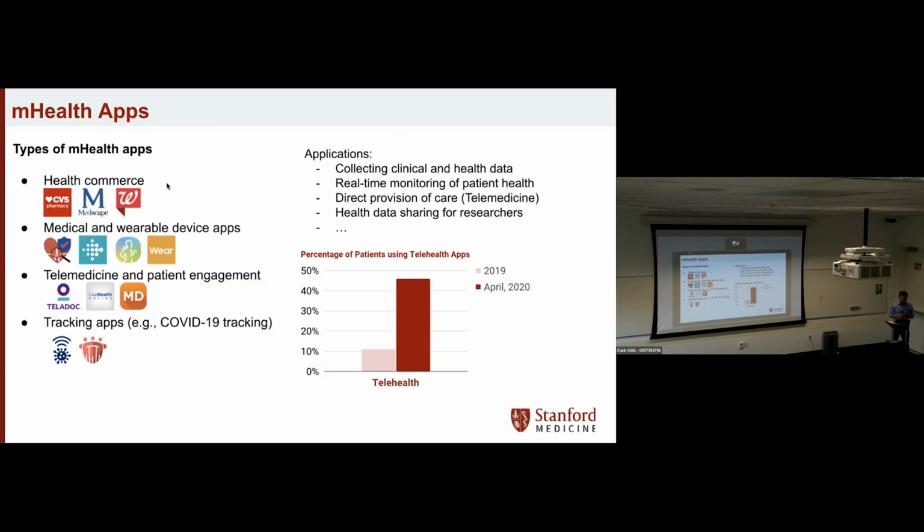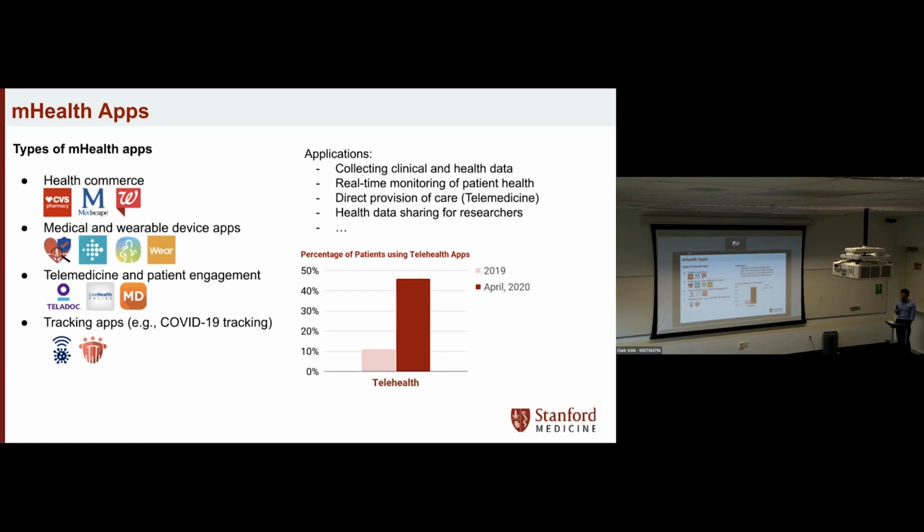So we have different types of mHealth apps. The first one is health commerce apps. These are pharmacies or companies that are trying to sell their products or refill prescriptions and so on. And the second one is medical and wearable device apps like Fitbit, Apple Health app, and my PhD, the personal health dashboard app that we'll talk about at the end of the lecture.